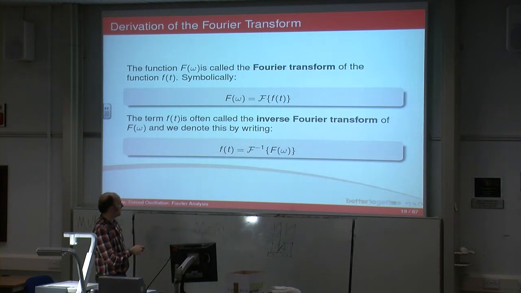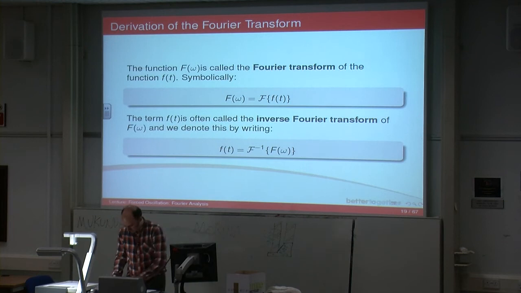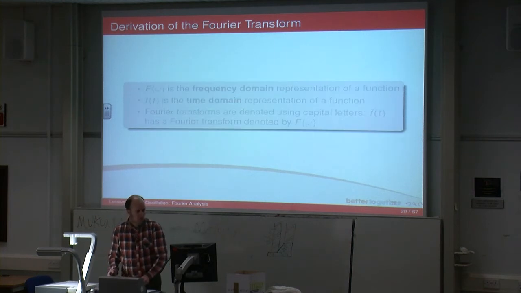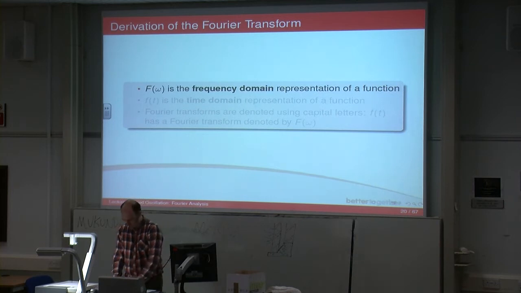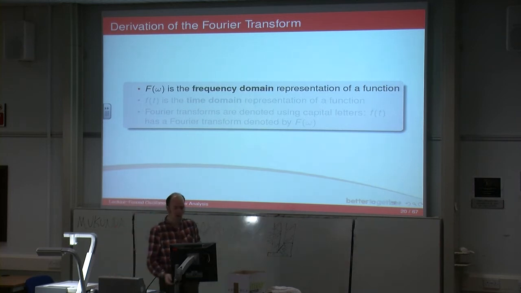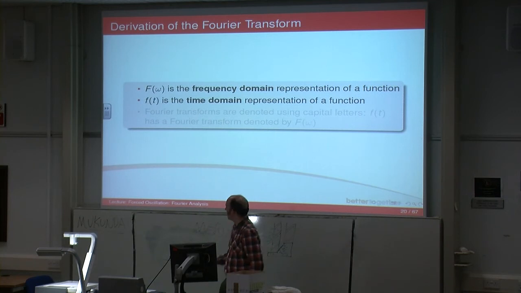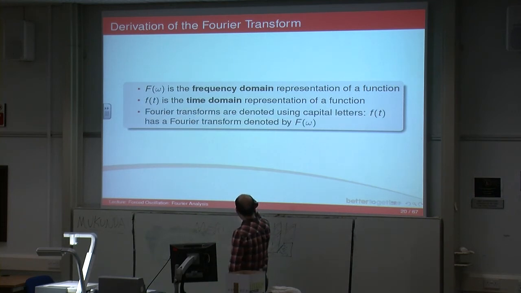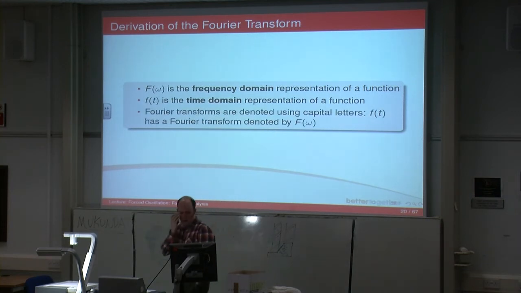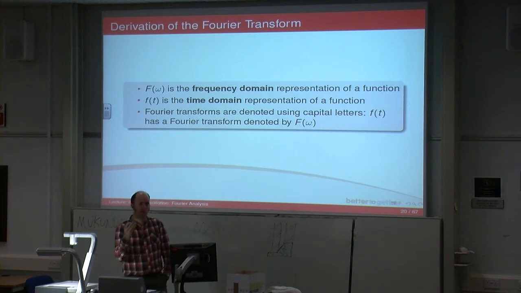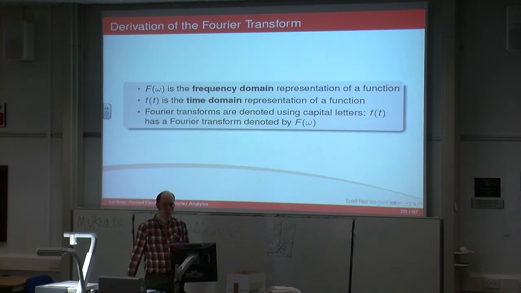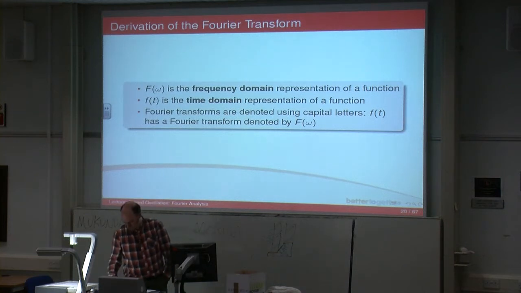Time, frequency domain, time domain. Big F is frequency domain, little f is time domain. F of omega is the frequency domain representation of the function. Little f of t is the time domain. And like I said, when you're dealing with capital letters, it's the frequency domain or the Fourier transform. When you're dealing with the little letters, we'll talk about the time domain. That's the convention I use.